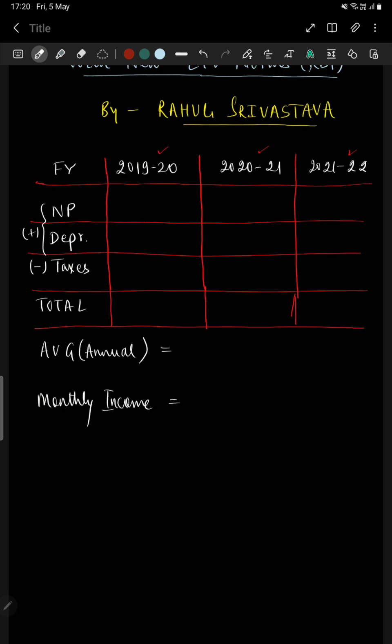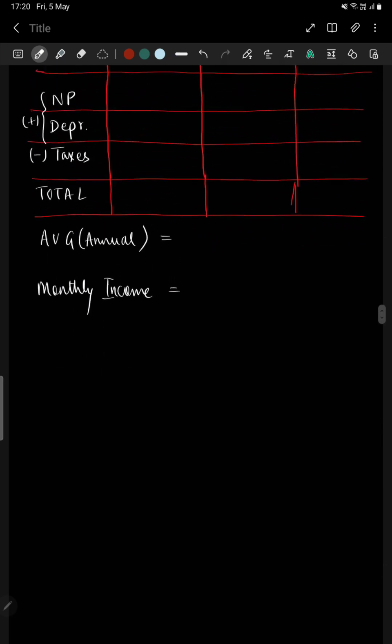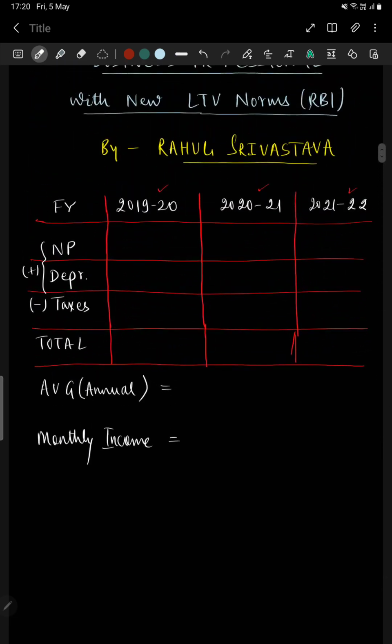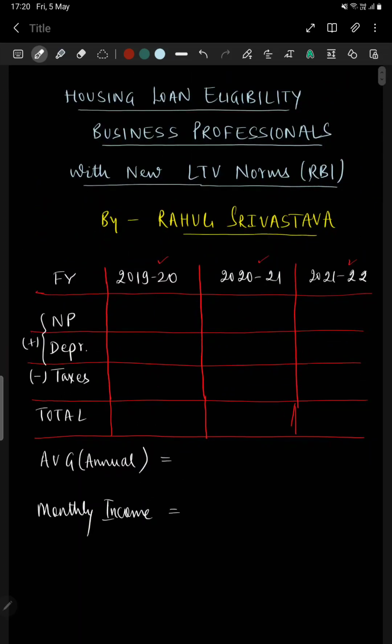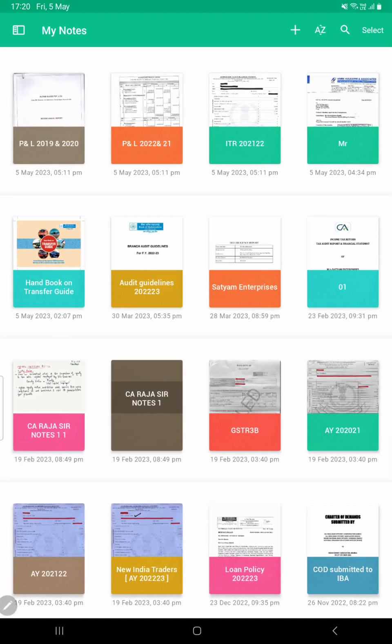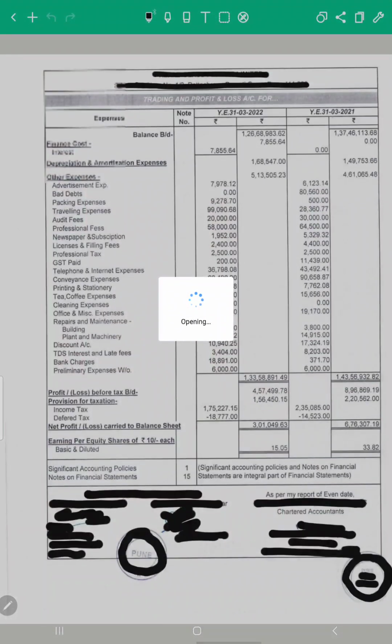We will see how to calculate this net profit and depreciation from the profit and loss statement. So when a business professional approaches you, first what do we have to do? We have to demand the audited balance sheet and profit and loss statement of the last 3 years. Now suppose we have taken the last 3 years as 2019-20, 2020-21 and 2021-22. Okay, now what we have to do is, we will simply go to the profit and loss statement of that particular client.